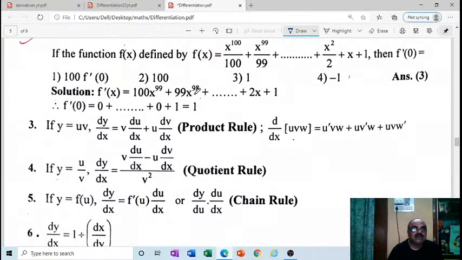Next, I have a problem here. Look at this problem. If the function f of x is defined by f of x equal to x power 100 by 100 plus x power 99 by 99, and so on and so forth, up to x square by 2 plus x plus 1, then f dash of 0 is what?